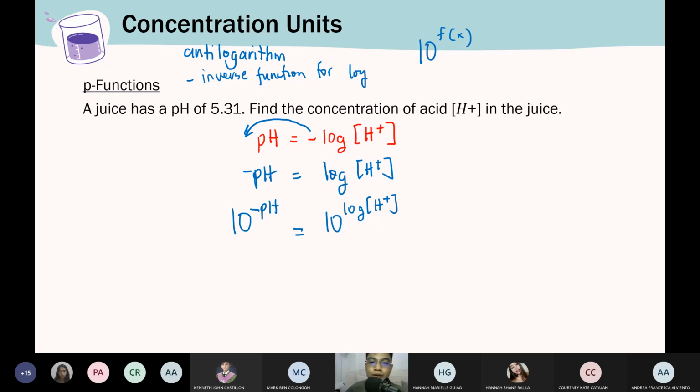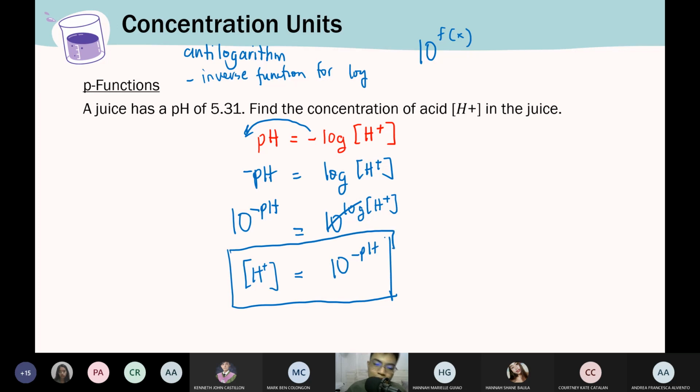And what will happen? Since yung logarithm and yung anti-logarithm ay inverse of each other, what will happen? They will cancel out. Lalabas yung H plus. So meaning, to solve for the H plus, that is just 10 raised to negative pH. Ganun lang kasimple ang pag-solve ng concentration from the pH. You just get the anti-log of the pH. Yan. So, wag nyo na tandaan yung derivation. Ang tandaan nyo na lang yung final equation.